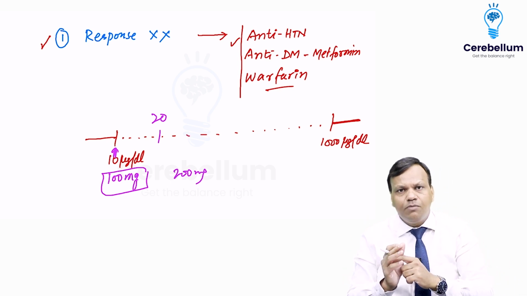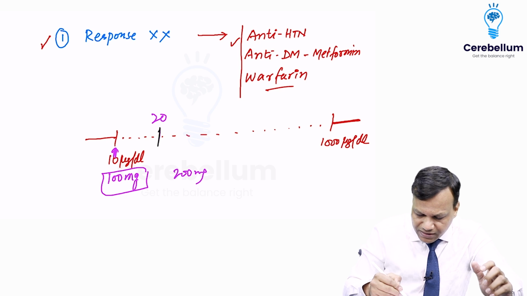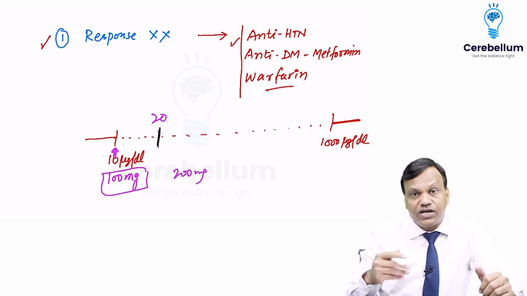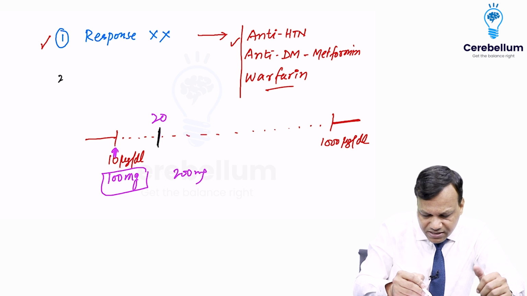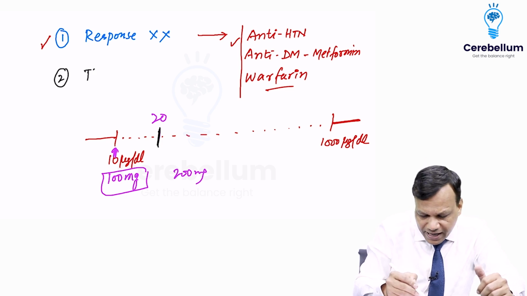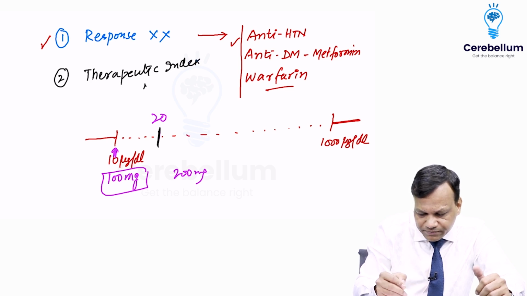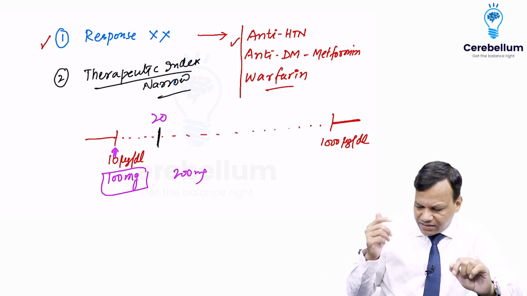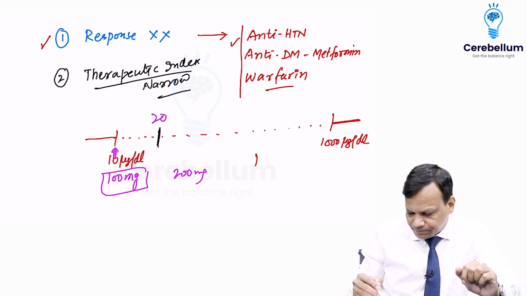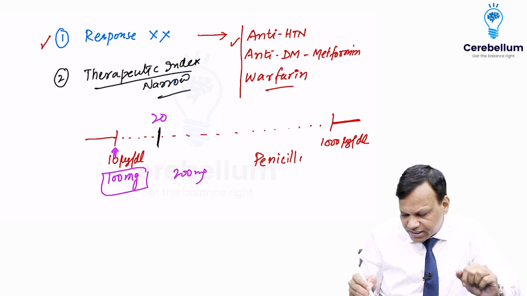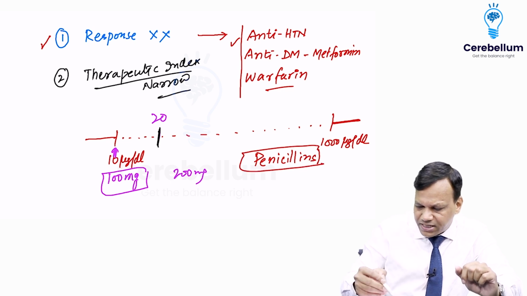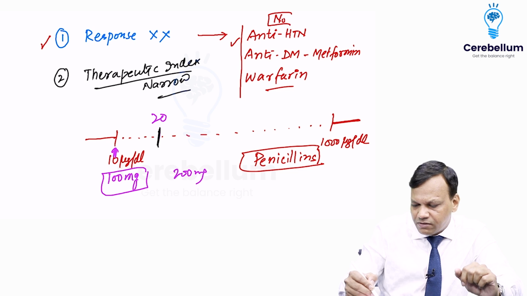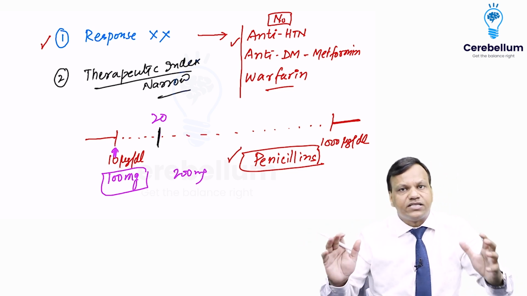So we will do TDM only when the margin of safety is less. That means less than 10 no effect, more than 20 toxicity. So this is known as therapeutic index. If the drug has narrow therapeutic index or narrow margin of safety, only then we will do TDM. If therapeutic index is wide, then we will never do TDM. Okay, so an example of this type of drug is penicillin. Penicillins have very wide therapeutic index. So for penicillins, we will never do TDM. No TDM for penicillins because it has very wide therapeutic index.